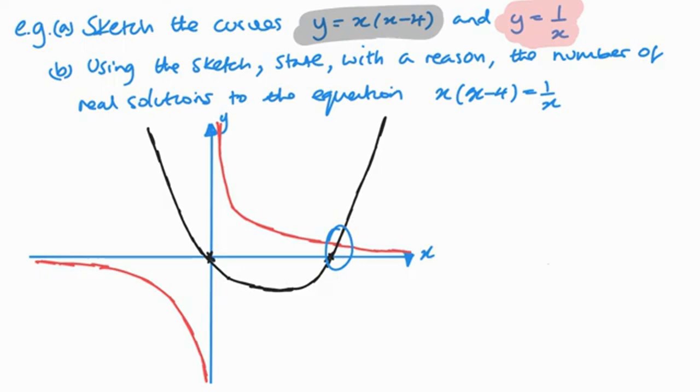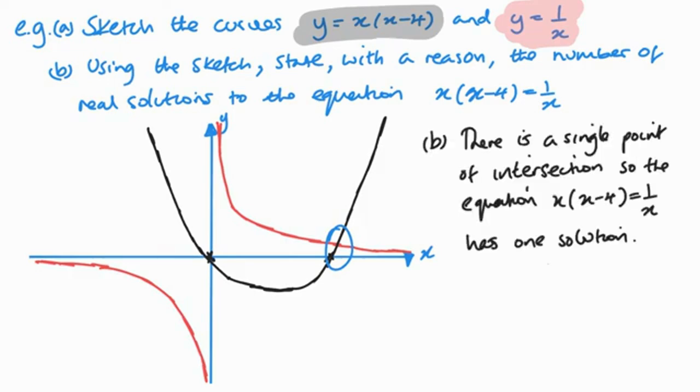Part B now, I'm looking at just simply stating there is one point of intersection, therefore one solution to this equation. And my reason would be that there's clearly only one point of intersection on the graph. And here it is, just written down for you.